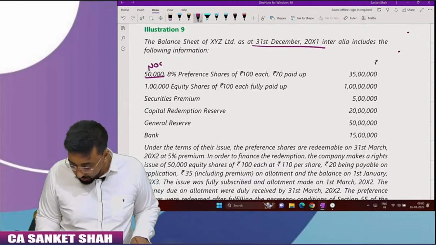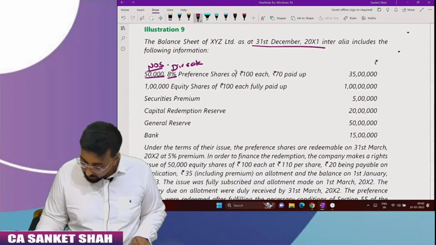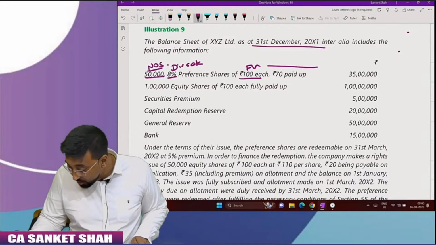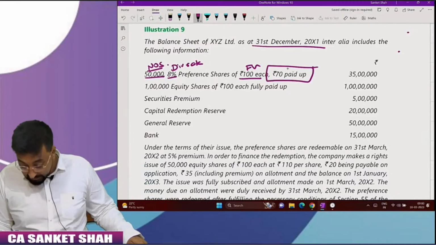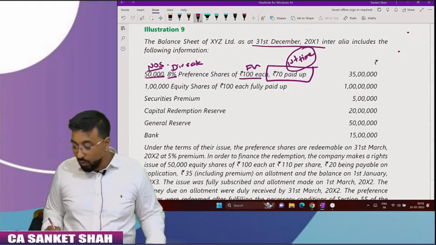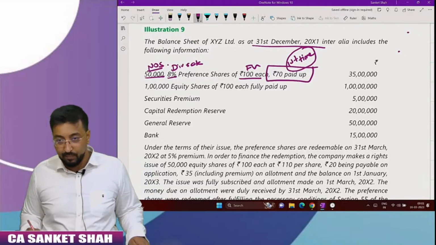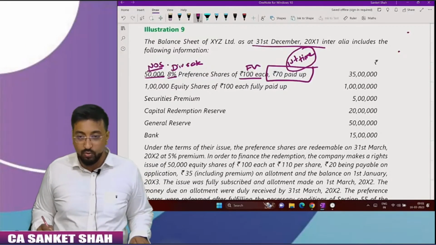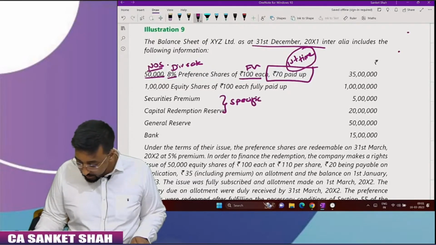50,000 numbers, 8% dividend rate, 100 face value. And now see, first time you are doing paid up. 70 rupees paid up. Now this is the first time. 1 lakh equity shares of rupees 100 each fully paid up. Securities premium cannot be used for this. These are specific reserves.